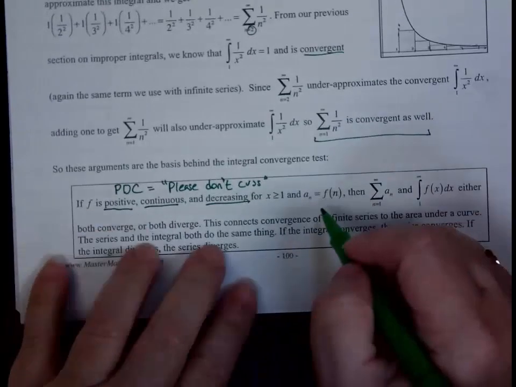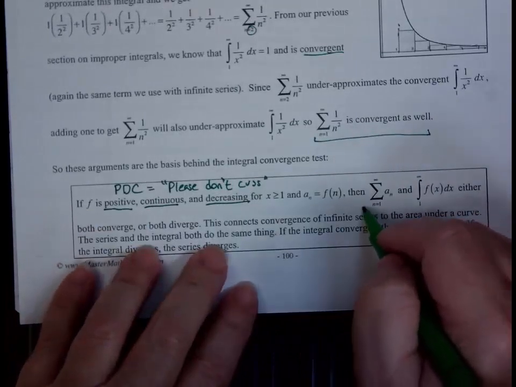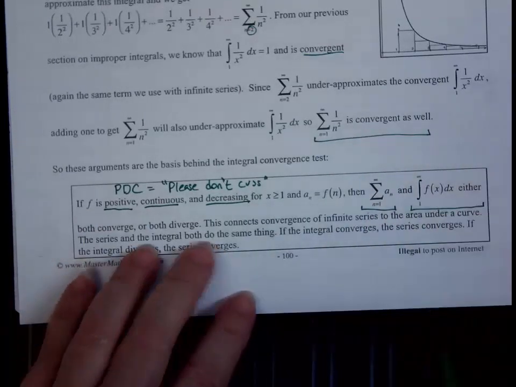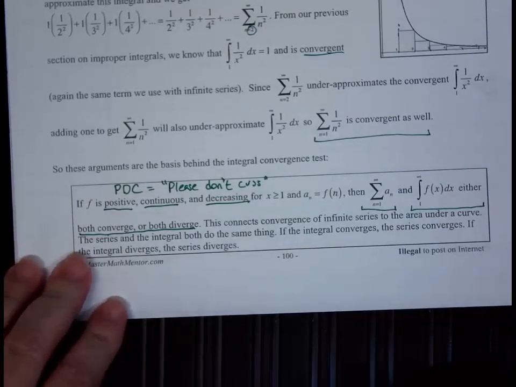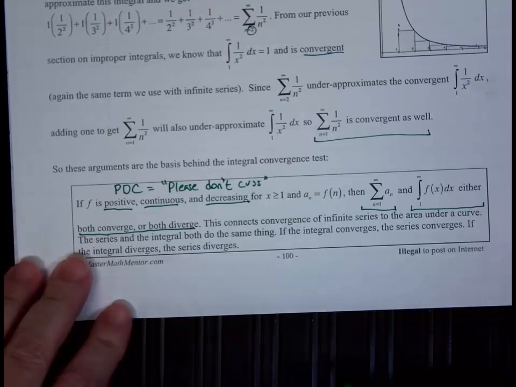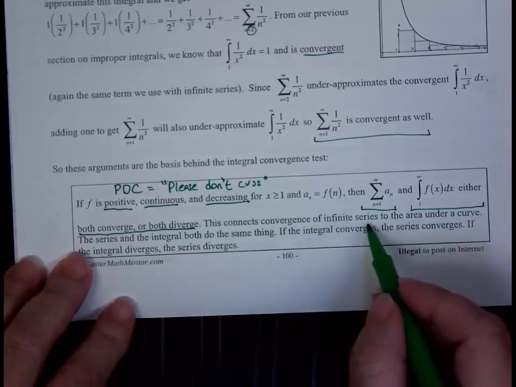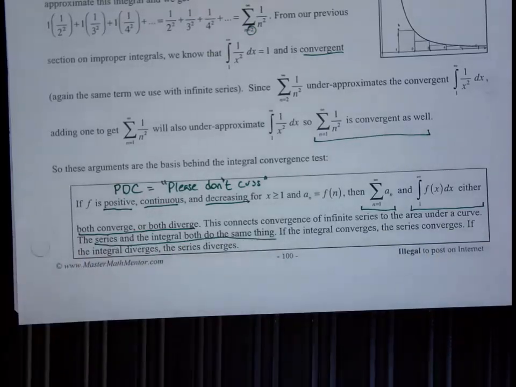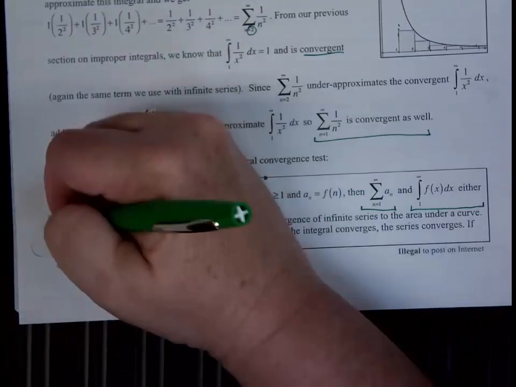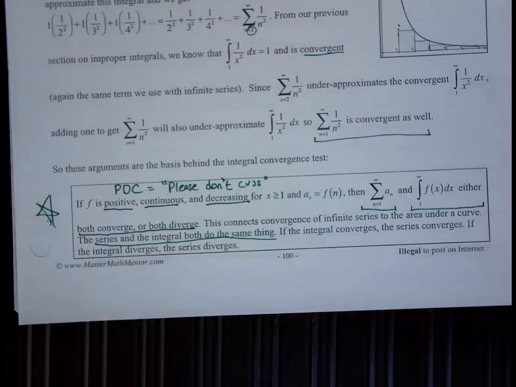Now, what this is basically saying is that then the series and the integral either both converge or both diverge. Whatever the integral does, the series does. And that's how you can tell whether it's going to converge or diverge. It connects the idea of the infinite series to area under the curve. The series and the integral both do the same thing. That's what you got to remember. So put a big old star out to the side. This is the integral test information. Whatever the integral does, as long as it's positive, decreasing, and continuous, the integral and the series will do the same thing. Either both converge or both diverge. I'll show you how you have to write it down.